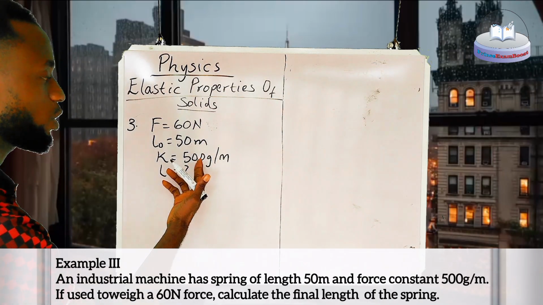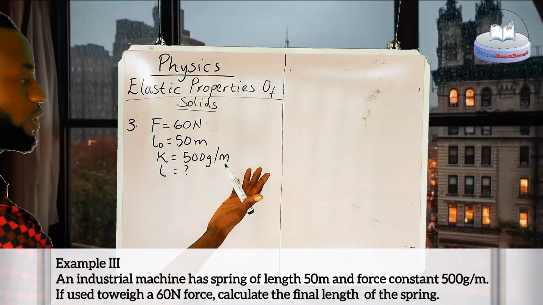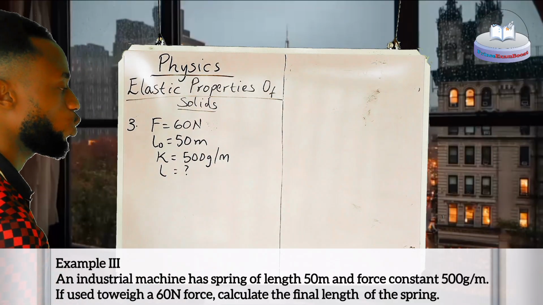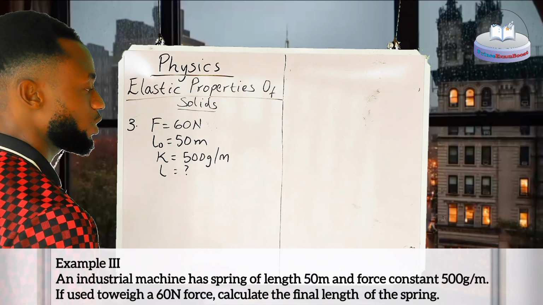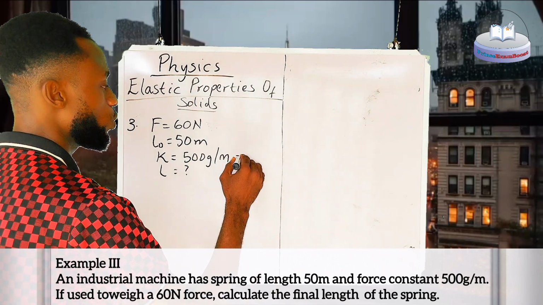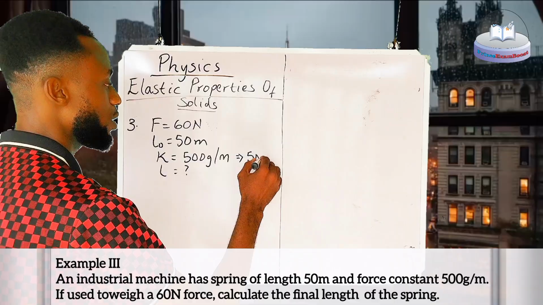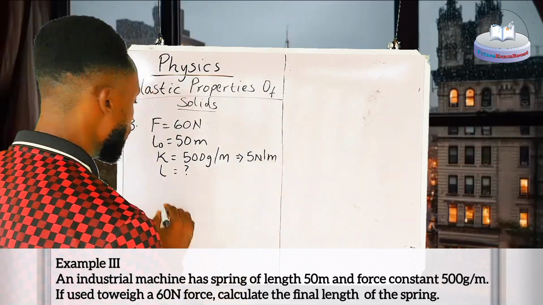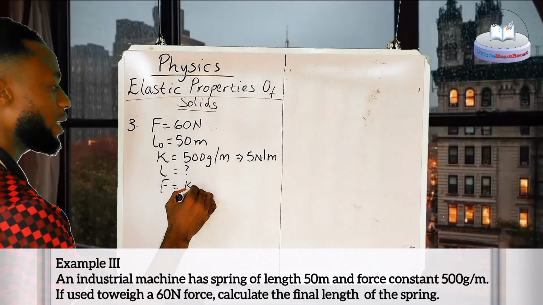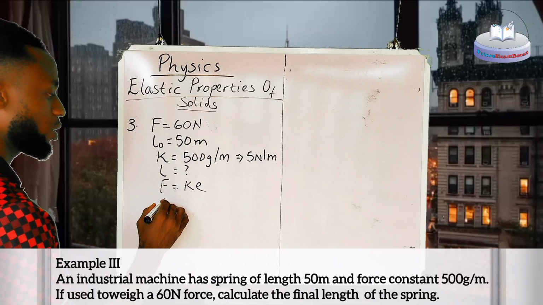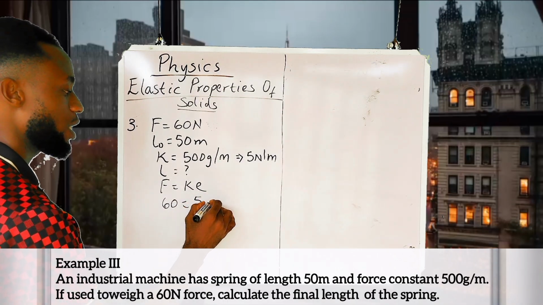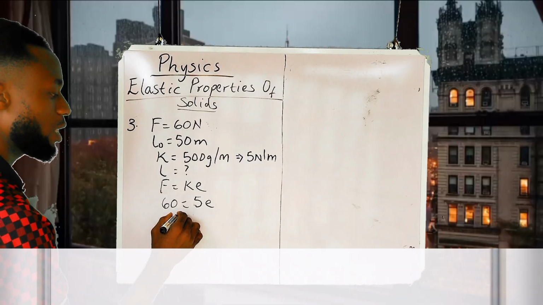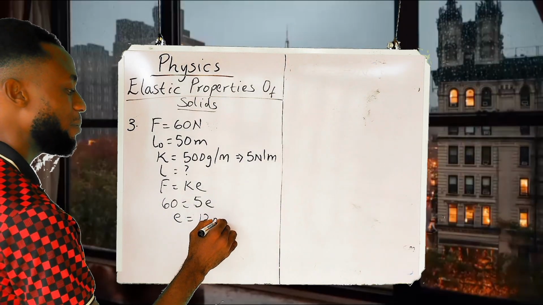I would like to go here because it's much easier. I just need to change gram into Newton and everything is good to go. So changing gram per meter into Newton per meter, I told you what to do. We just divide by 100. So this is going to give us 5 Newton per meter. Now we can go. Since F is equal to KE, the force is 60, the K is 5 times the extension. If we divide both sides, extension will be 12 meters.